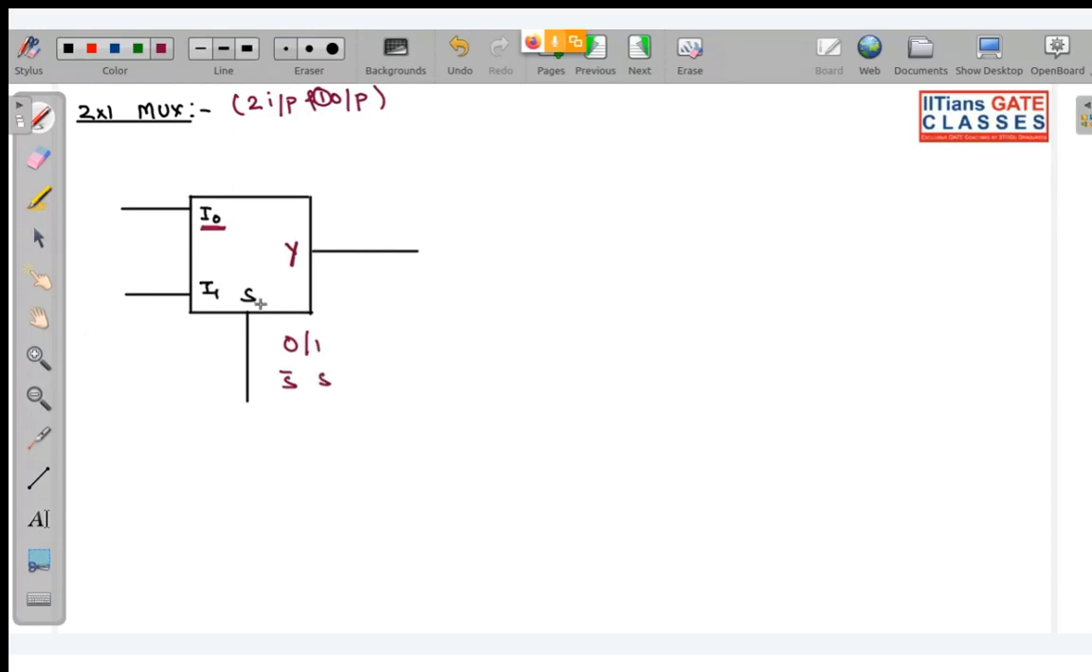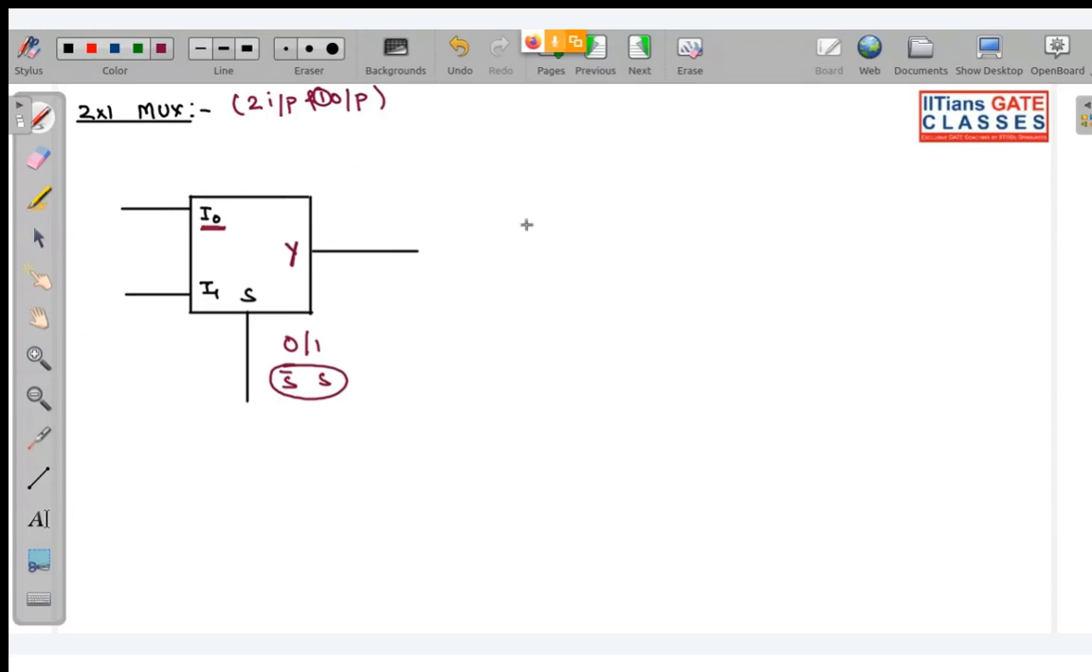So depending on the values of selection line, see here there is only one selection line. One selection line means what? There is only one variable. So if there is only one variable, we have possibly two states. So two states can correspond or link only two inputs.